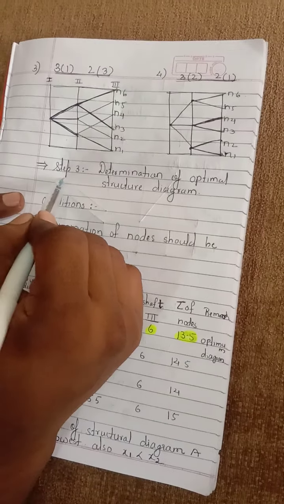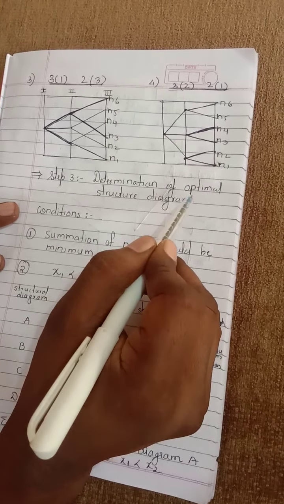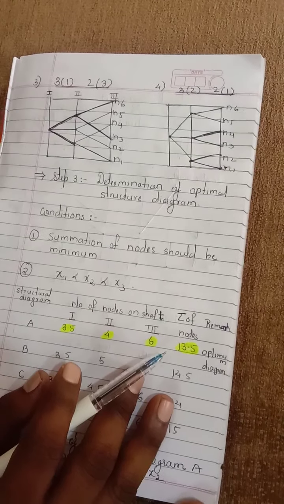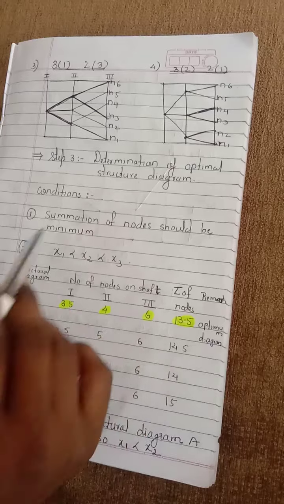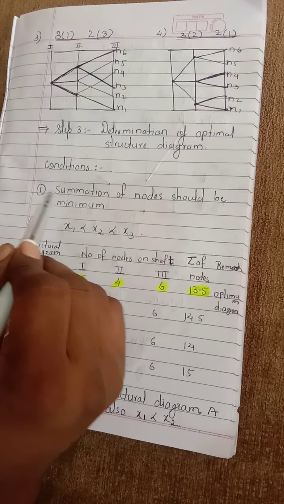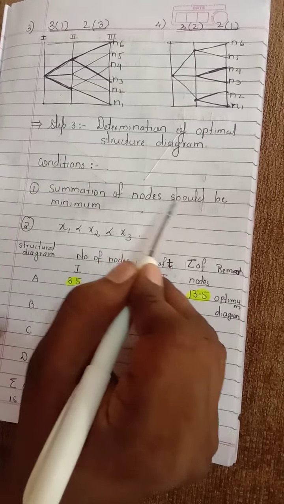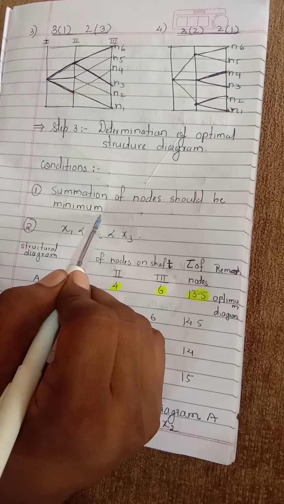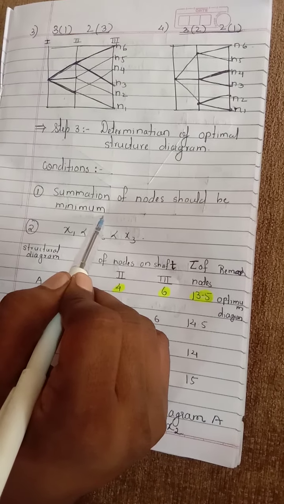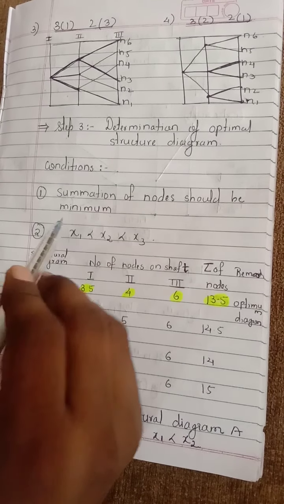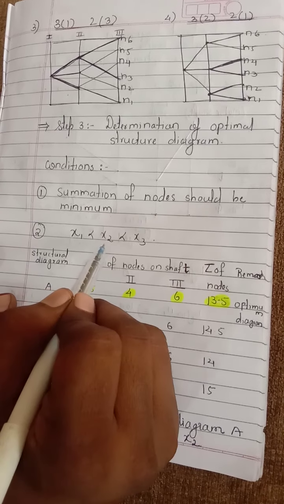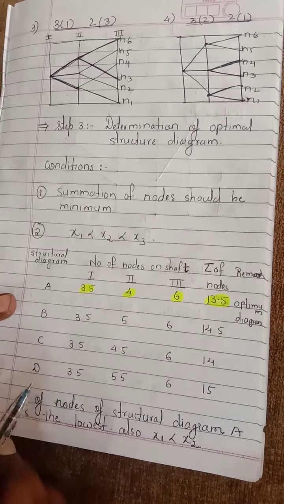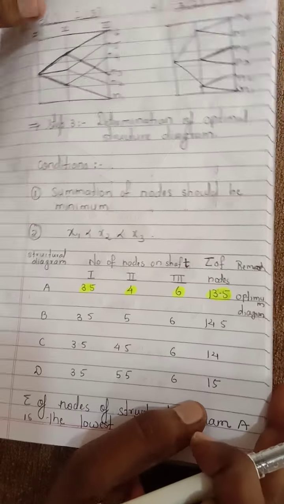Now step number 3, determination of the optimal structural diagram. We have to check which is the best suitable arrangement. Now what is the condition for that? The first condition is that the summation of nodes should be minimum. I will show you practically with each structural diagram. Second, the coefficients should be in this manner: x1 should be less than x2 and x2 should be less than x3. Now let us check with one structural diagram.